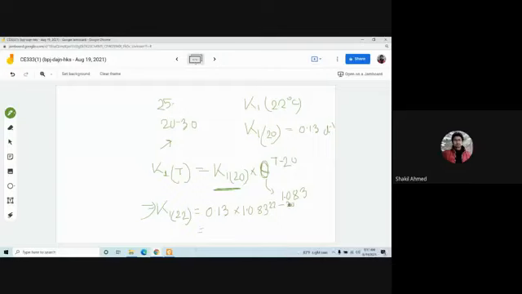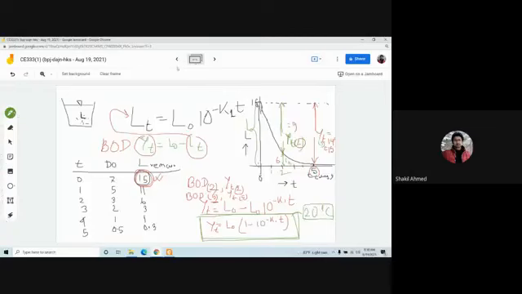So any temperature which is higher than 20 will increase this number. Why? Because as I told you, as the temperature increases, the activity of the microorganisms increases. That means the K value also gets increased. K value increase means the BOD reaction rate is higher. The microorganisms are degrading the organic matter at a faster rate. K higher means reaction faster. Clear? Yes, sir.